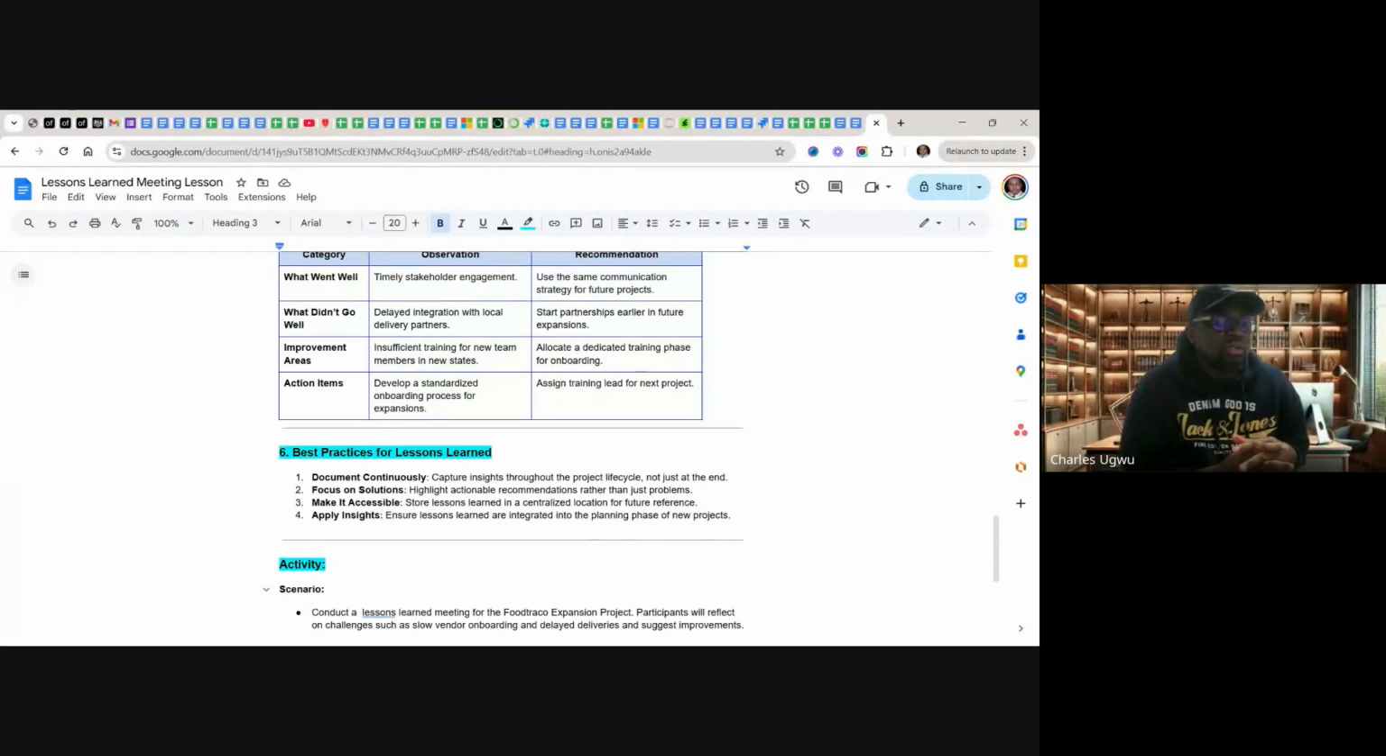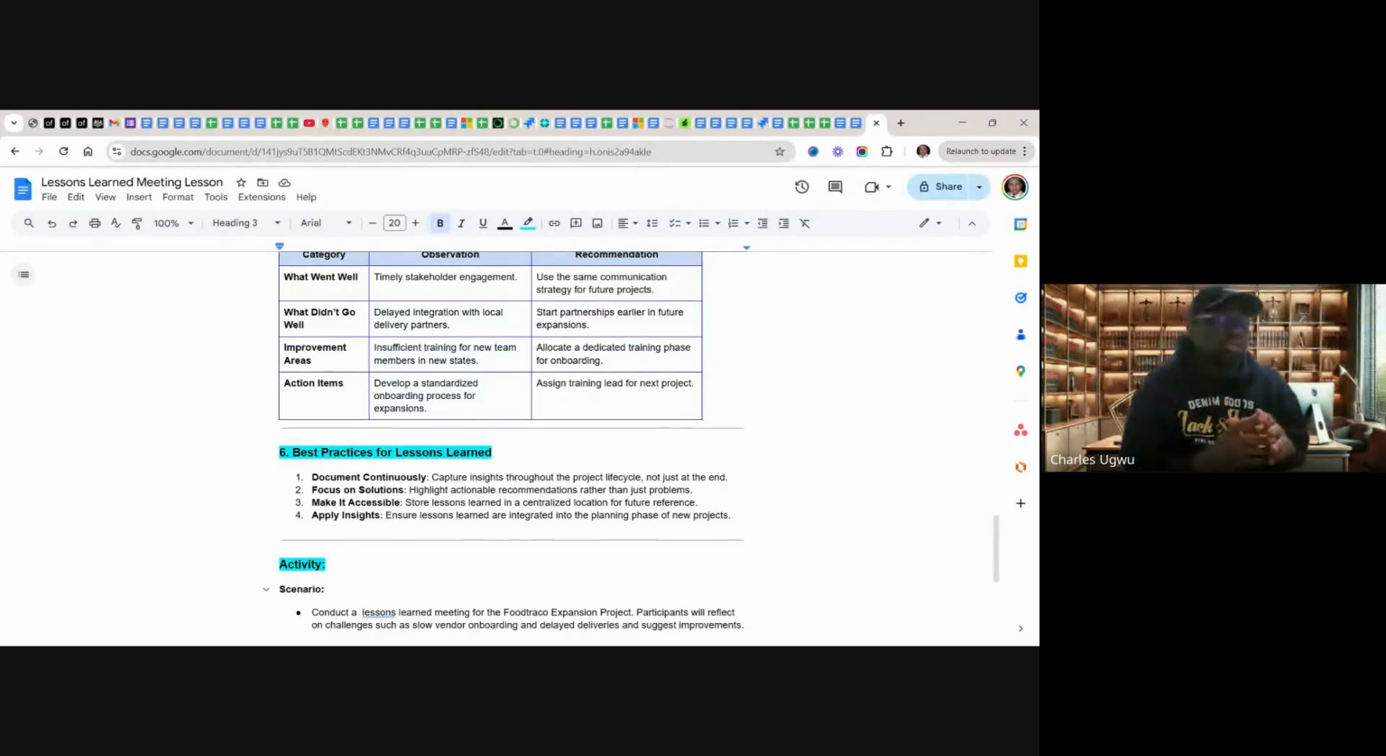Focus on solutions, highlight actionable recommendations rather than just problems. Like I said, people know a lot of things that happened. We know that there is scope creep, and that scope creep is a problem, but people are coming there to learn how you solve those problems, how you tackle those challenges, not just highlighting challenges. If you highlight challenges, they might be having the same challenges and they don't have a solution for that. So you are not providing them any solution.